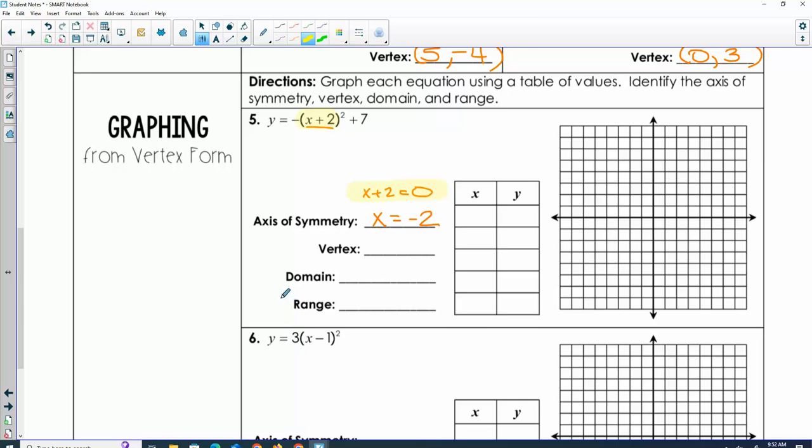That gives you the x value of your vertex. Where do I find y? What are you adding on to it? I'm adding 7, so the y is positive 7. So just like yesterday, we put that in the middle of the table. Negative 2, 7.